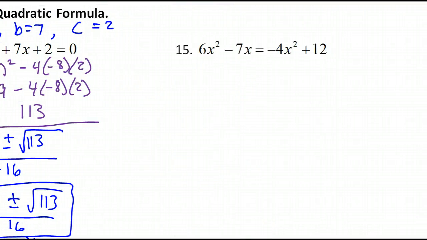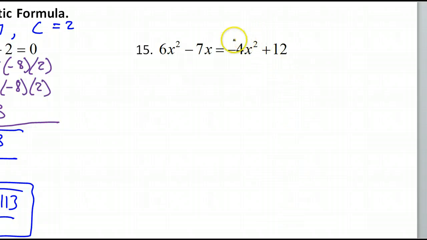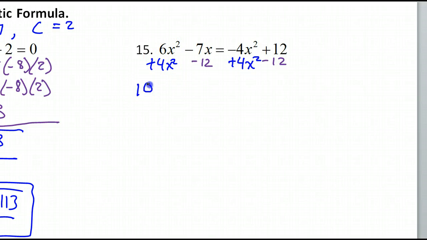Okay, number 15. One more quadratic formula problem. Now this is not in standard form, so we need to add 4x squared to both sides. Okay, and while we're at it, we need to subtract 12 from both sides, because I need 0 over here. So these are like terms, so 6 plus 4, I'm going to give 10x squared. These are not like terms, so I will just write them next to each other. So negative 7x minus 12 equals 0.